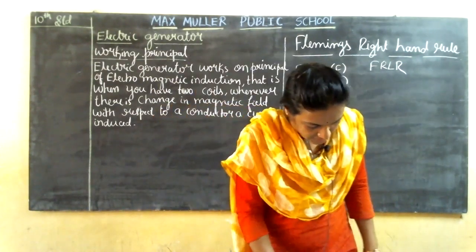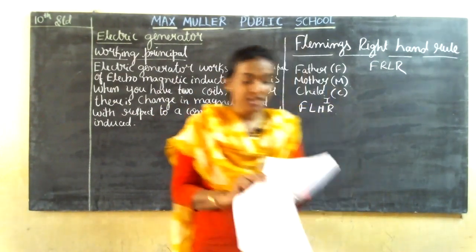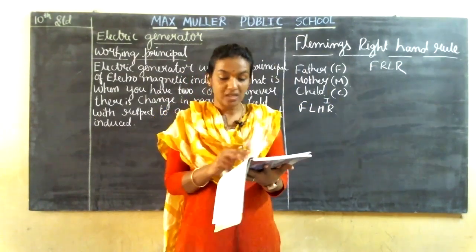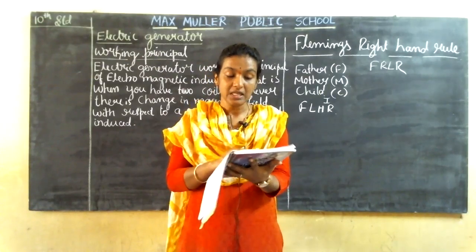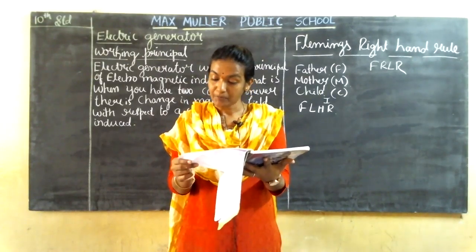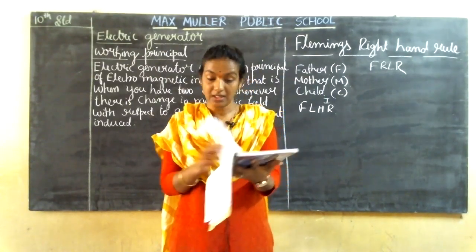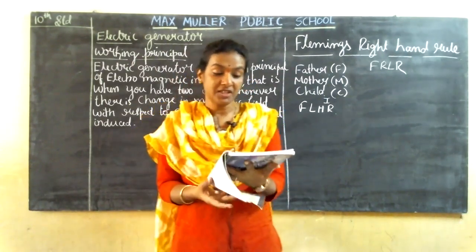So next comes the electric generator. What is next here? Electric generator, used in a conductor. Yeah, electric generator.